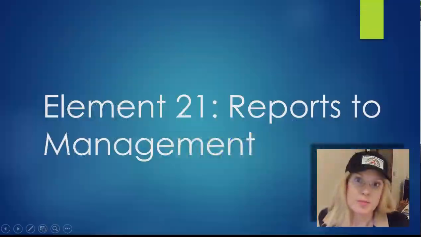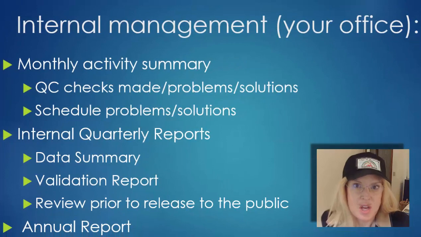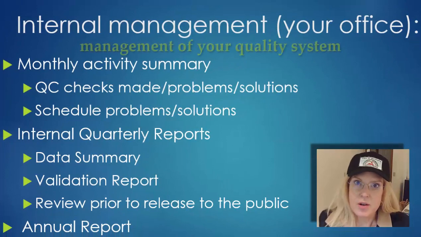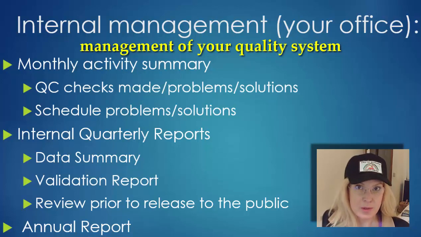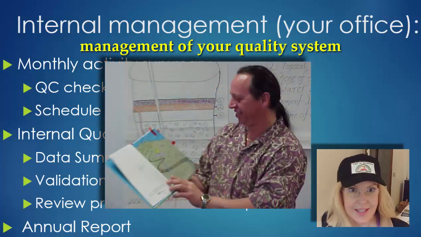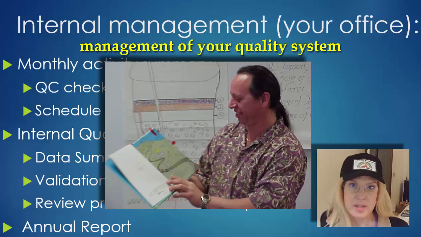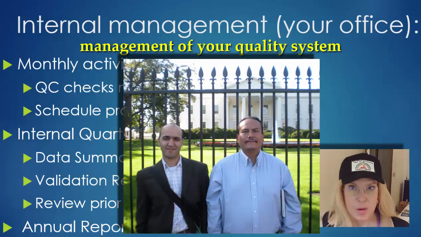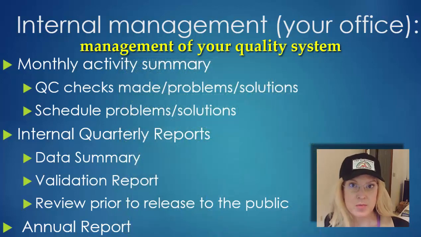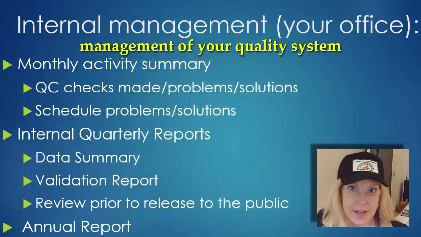21, reports, specifically reports to management. This gets to the whole idea that a quality system includes the whole system of responsibility for the quality of the data. So by management, this means everybody who manages or is associated with managing this project and who might be responsible in some way for the quality of the data.